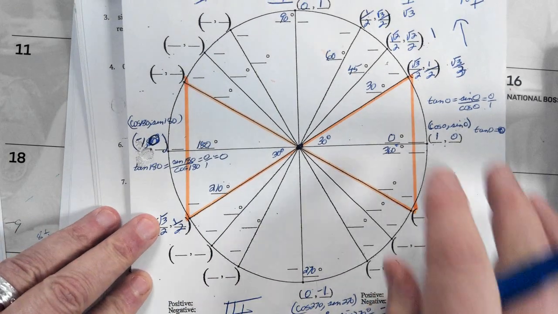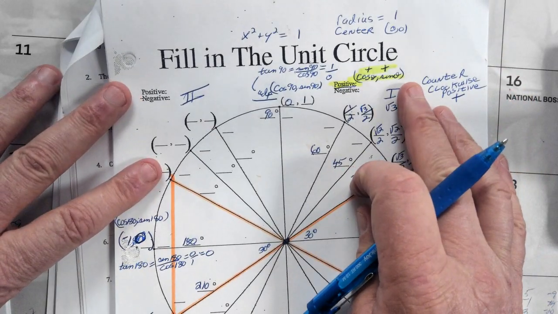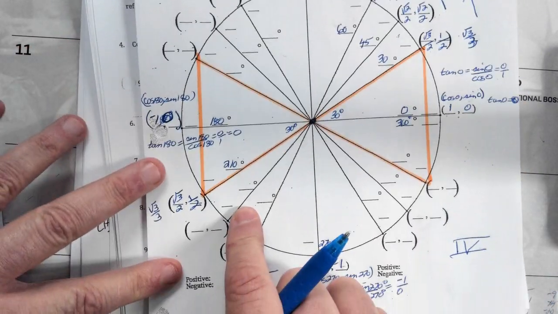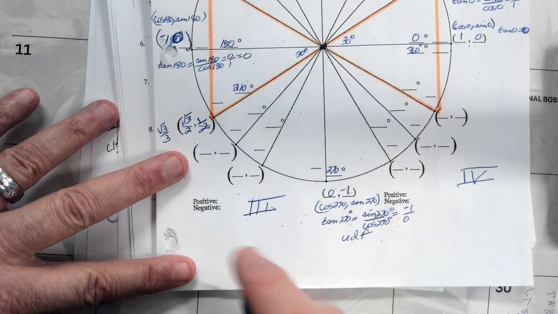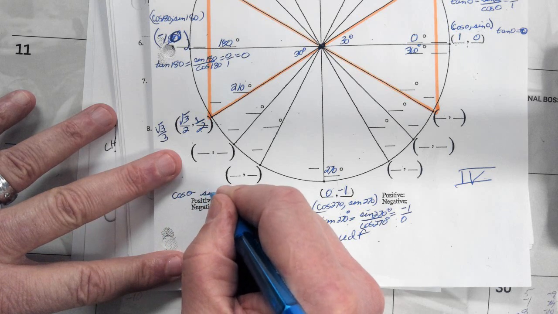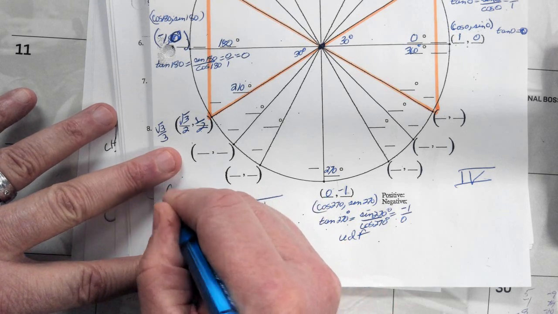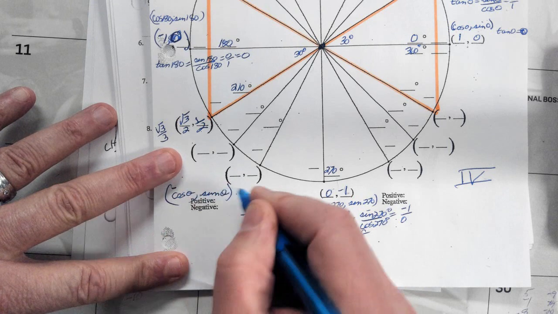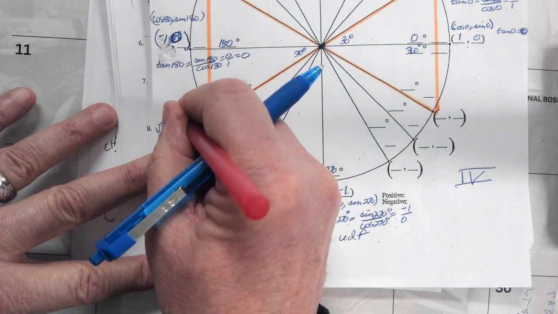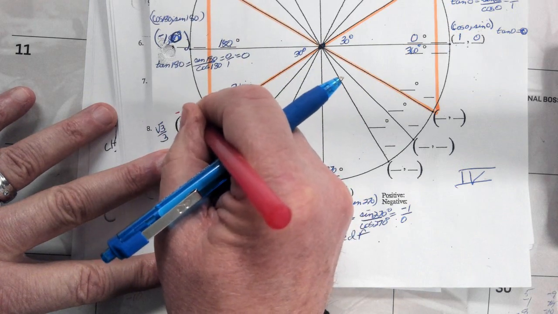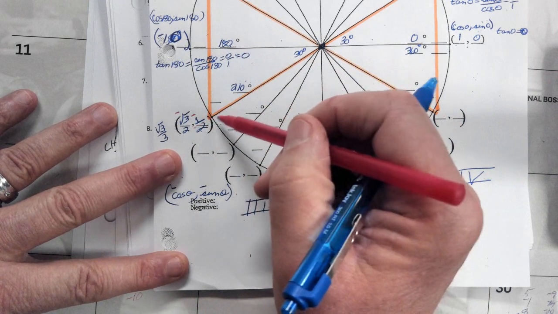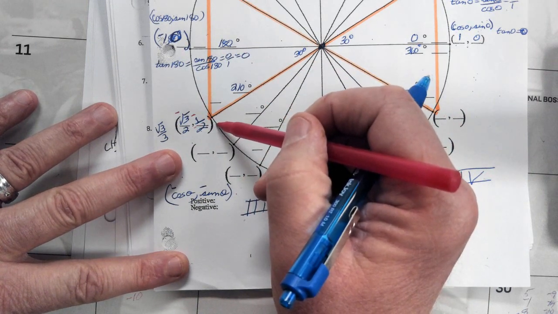Remember I told you cosine and sine are positive here? Well, we're in the second quadrant. This is the third quadrant. The cosine and the sine are both negative here. They're negative and negative. So I'm going to show you in red that that is negative and that is negative. So the cosine of 210 is negative root 3 over 2. The sine of 210 is negative 1/2.